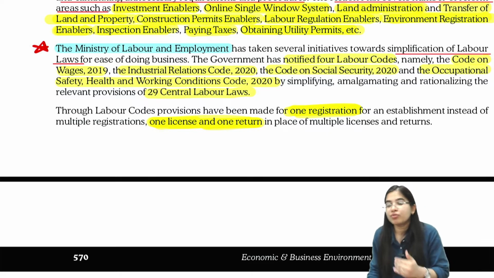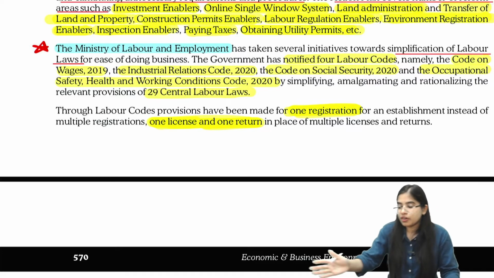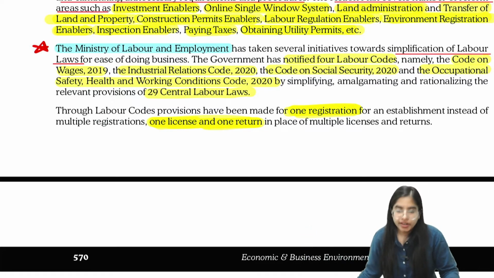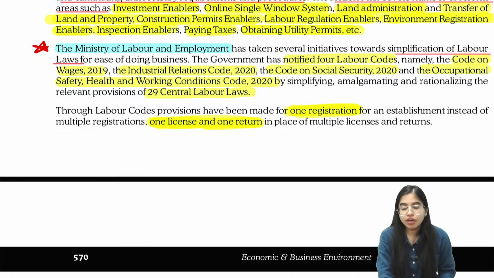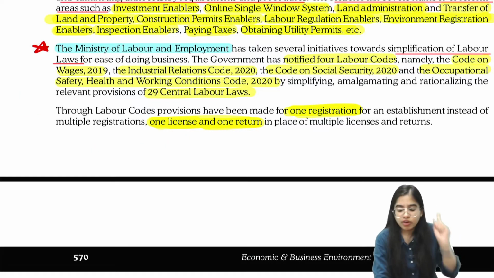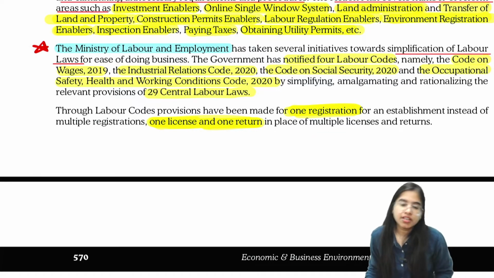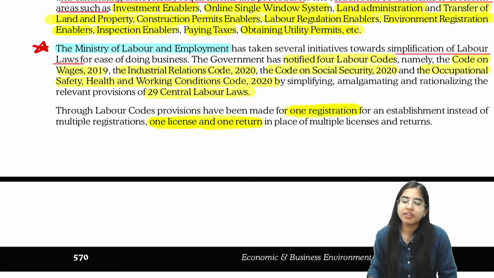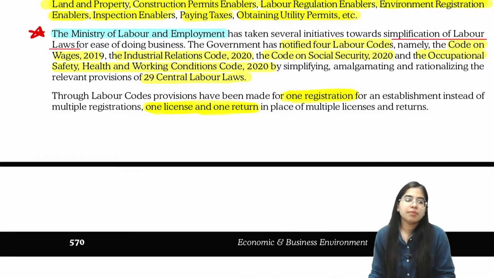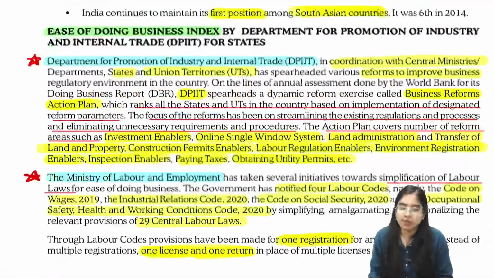One single registration would work. And earlier we had to take different licenses, like a different license for the bonus act, for the industrial act, for environment, for the factories act. But now the Ministry of Labor and Employment has taken an initiative, and for ease of doing business, it has introduced one single license and one single return for all labor law purposes. So you have to take only one single registration, one license, and file one return only, instead of multiple licenses and registrations. Are we clear with this? One more initiative is taken by the Ministry of Labor and Employment.